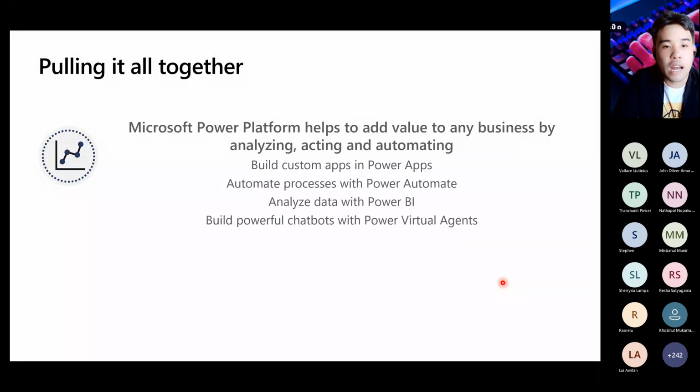Although we live in a data-driven world, your business may find it difficult to take advantage of the data you have access to, such as sales, customer, and employee data. It should drive our business decisions. But where do we even start? The Microsoft Power Platform can add value to any business by helping you analyze, act, and automate. Act by building custom apps in Power Apps, automate processes based on the data you collect in Power Automate, and analyze the data you have collected in Power BI.